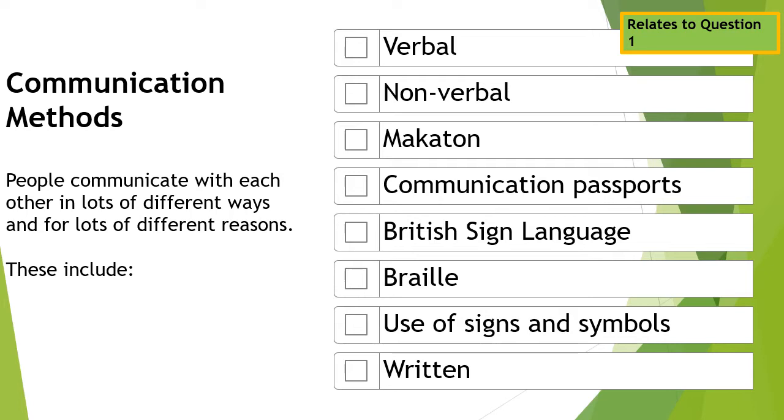You'll see on this slide there are different types of communication methods, and people communicate with each other in lots of different ways and for lots of different reasons. I'm going to talk you through them here, and I want you to think for a few minutes before you move to the next slide what you think each of them are. So we've got verbal communication, non-verbal communication, Makaton, communication passports, British Sign Language, Braille, use of signs and symbols, and written communication. As I say, have a think of those for a few minutes before you move on to the next slide.